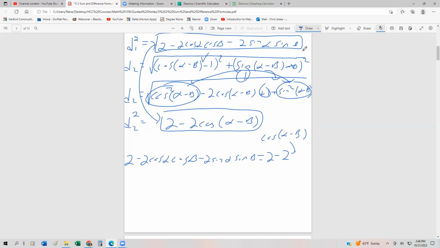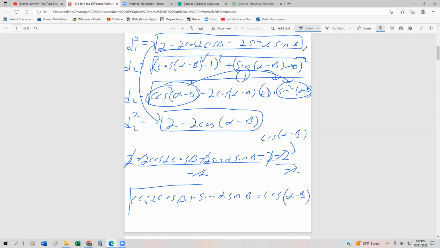Right? Now, one last thing I want you to notice is there's a 2 on both sides. Those will cancel out. And if I divide everything by -2, then all the -2's are going to become 1's, and I'm left with cos alpha cos beta plus sine alpha sine beta is equal to cos of alpha minus beta.